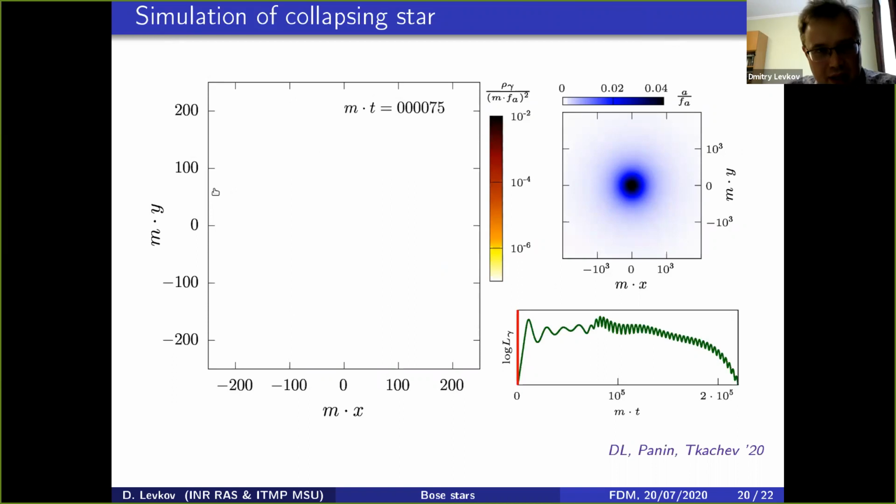On the right-hand side, this is the X and Y section of the axion field, which we took to be spherically symmetric. And the last graph shows the total luminosity as a function of time. So this is how the resonance develops.